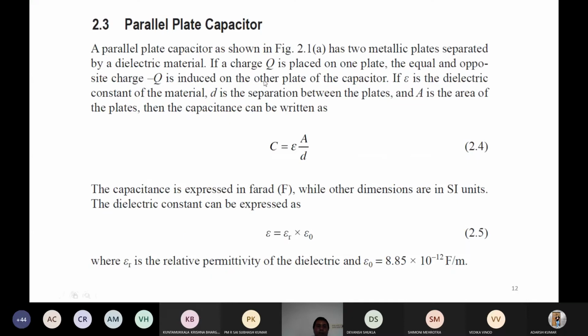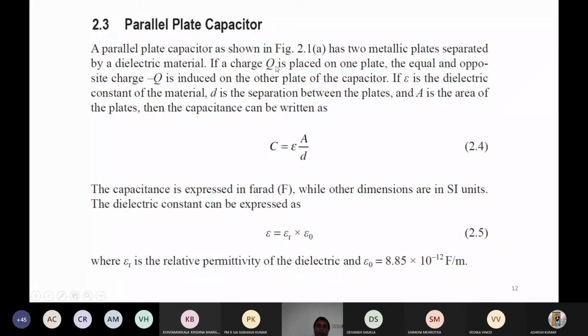As we know, in a parallel plate capacitor, the capacitance is given by C equal to epsilon A by D, where epsilon is the permittivity of the dielectric present between the plates, A is the area, and D is the thickness of the dielectric. Also, epsilon equals epsilon r into epsilon naught, where epsilon r is the relative permittivity of the dielectric material, and epsilon naught is the permittivity of free space, given by 8.85 into 10 power minus 12 farad per meter. So everything we are talking about here, you now understand.